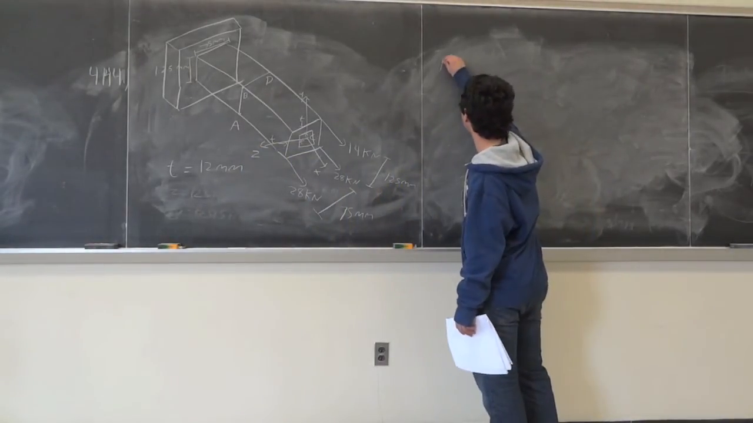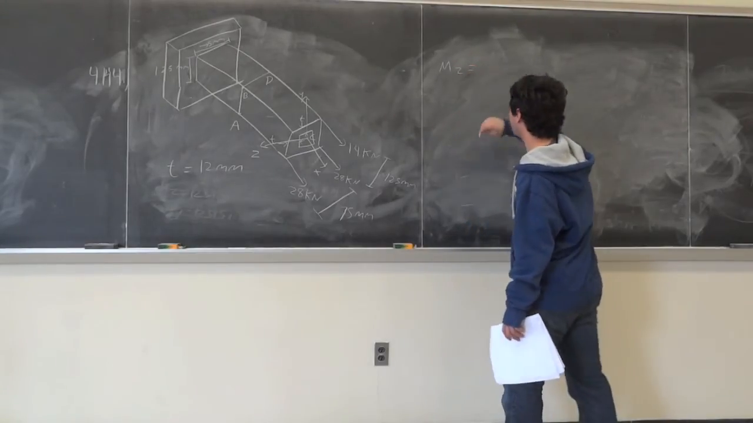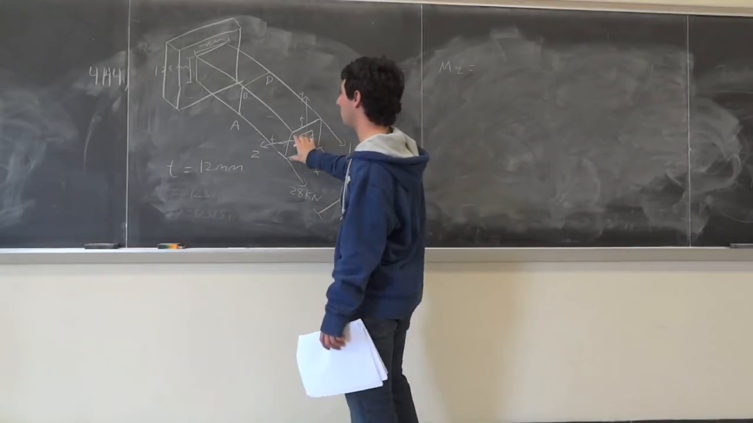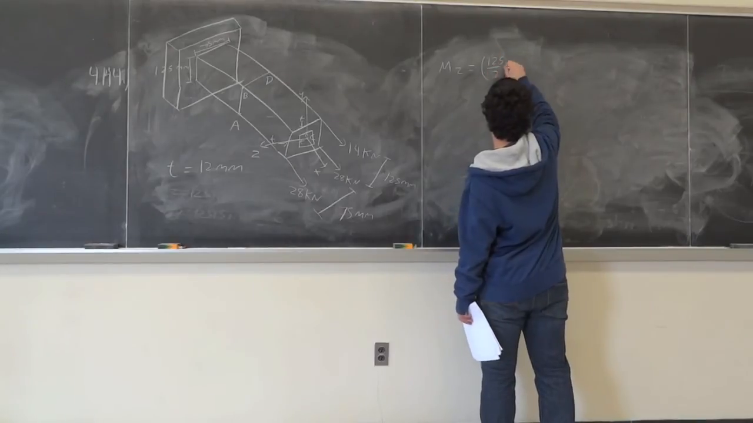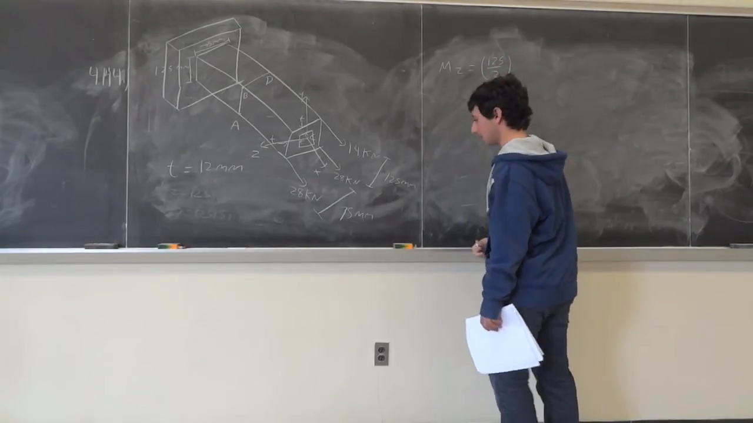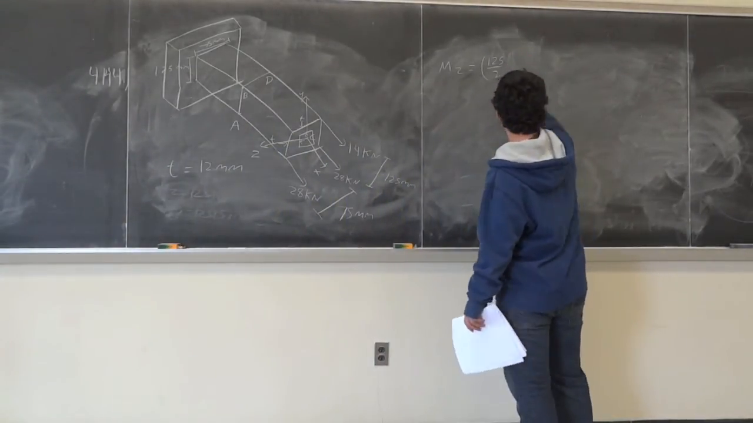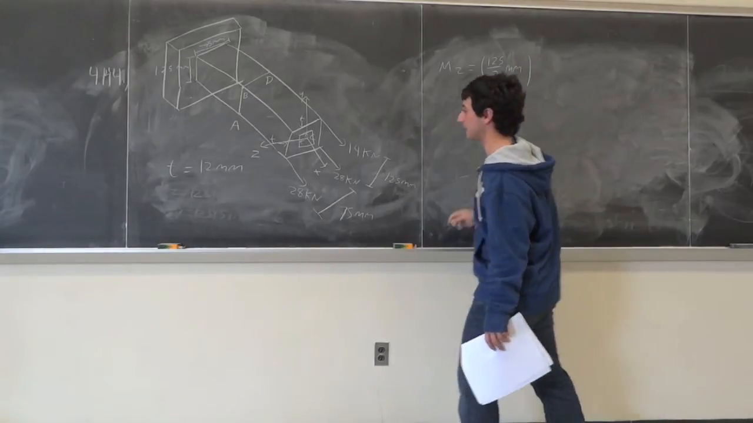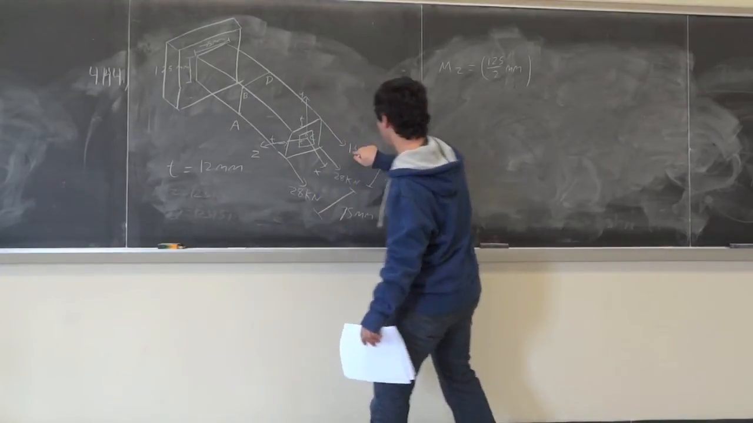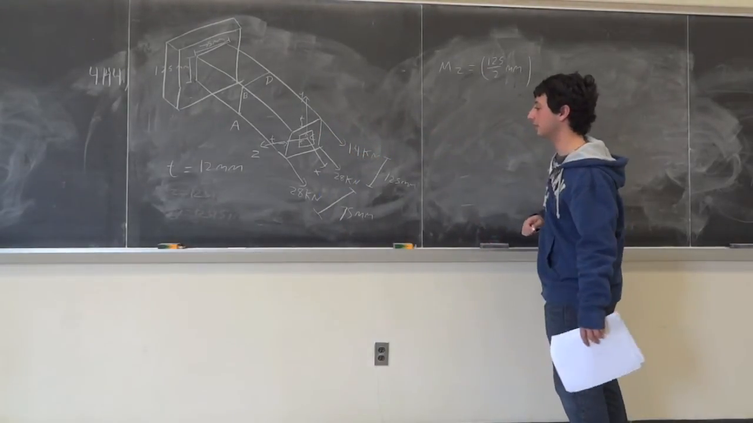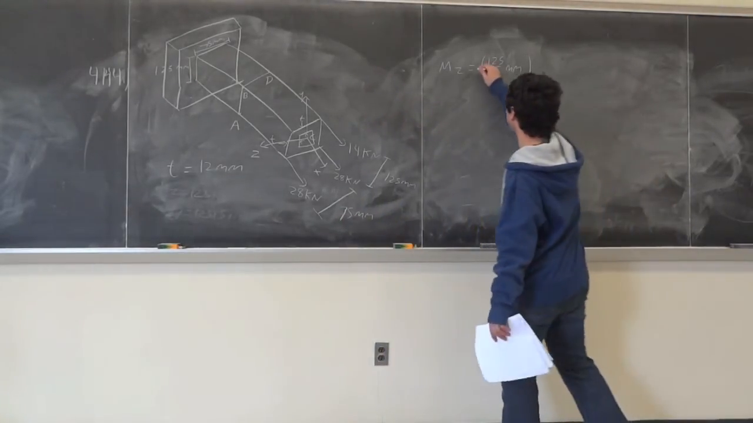Alright, so what's the moment around the Z-axis? This distance is 125, so it's 125 over 2. That's the distance, in millimeters. Maybe I should write that down. So that's the distance from here to here, multiplied by the force, which is 14 kilonewtons, and that's going clockwise. So is that minus or plus? Minus, exactly.